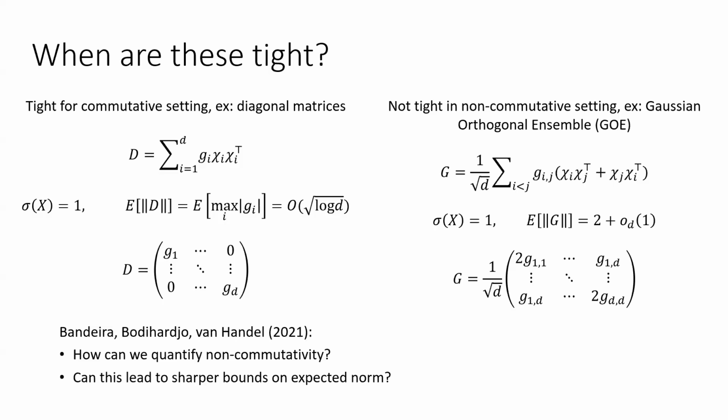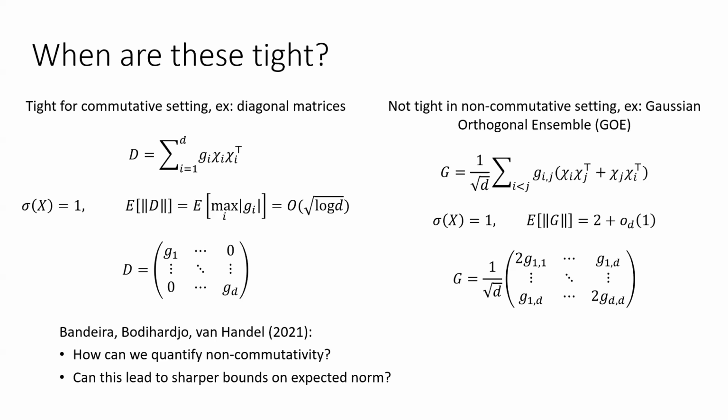So the question that was asked by the recent work of Bandeira, Boedihardjo, and Van Handel is: can we quantify how non-commutative a matrix is? And using this quantification of non-commutativity, can we get sharper matrix concentration inequalities? This is the underlying idea behind their work.